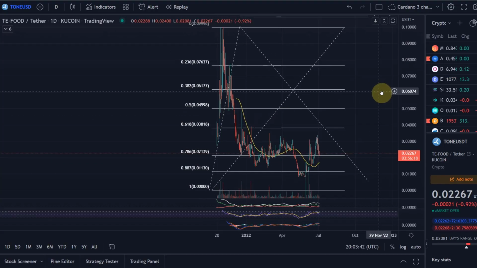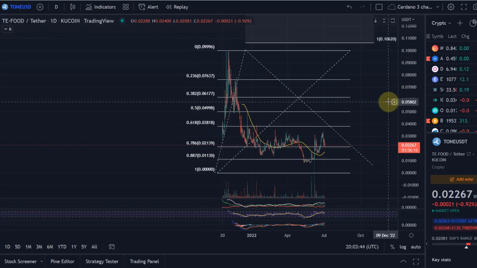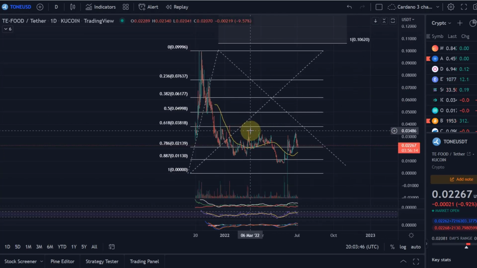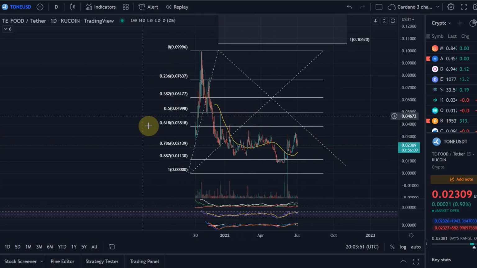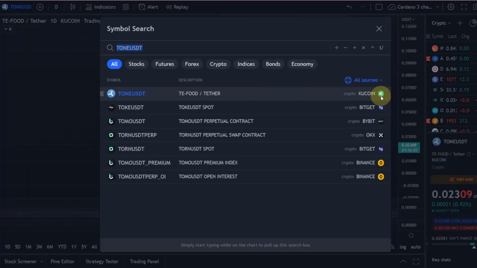So hello and welcome to an update video here about Tone TE Food Tether. We look at it from a technical point of view, not fundamentally. It is the only chart that I can access here on TradingView.